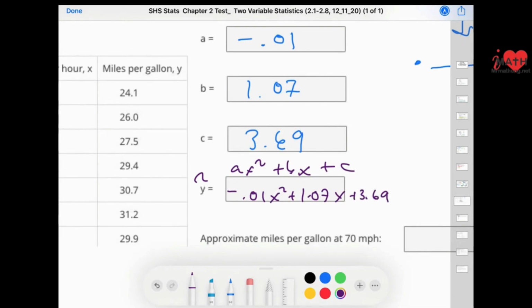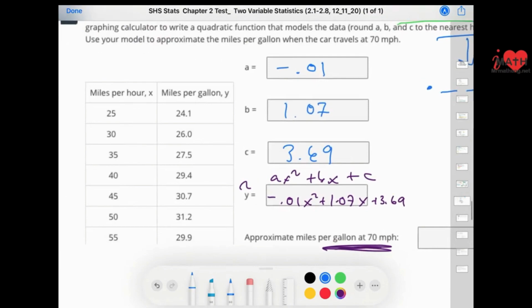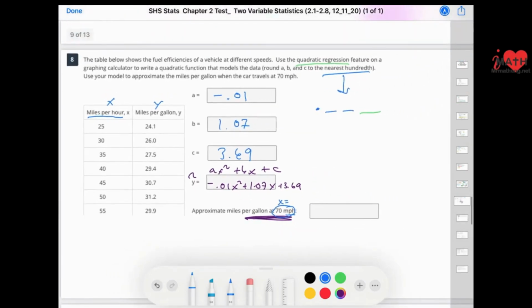And you can verify that's the formula because we're going to have to approximate miles per gallon. So the question is, is this an x or a y? It's telling you to approximate the miles per gallon at 70 miles per hour. So is that going to be an x or a y? It's telling you miles per hour, mph, so you're going to put in 70 for x. Now I can use my calculator.